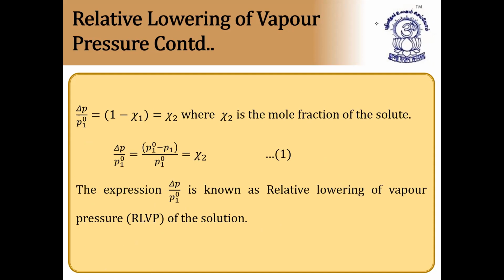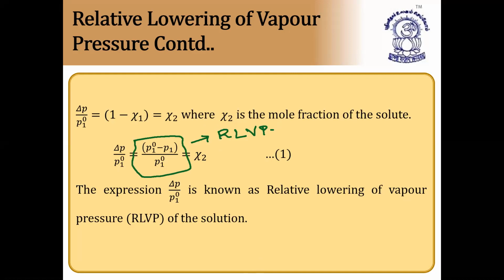Just note down this P1 naught, I am underlining this boxed line. You can see here this P1 naught minus P1 by P1 naught is together called RLVP, that is relative lowering of vapor pressure. And X2 is the mole fraction of solute, as already given. So delta P1 by P1 naught is known as relative lowering of vapor pressure.